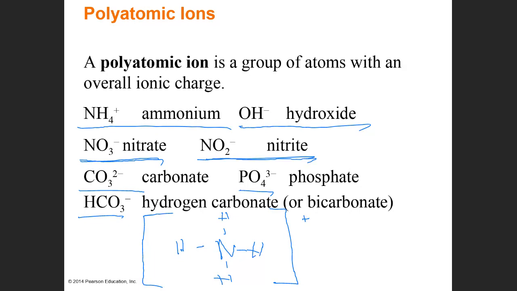Nitrite, notice the only difference is a single letter. The A becomes an I. This is NO2 with a -1 charge. And then remember we had nitride with a D, which is not a polyatomic ion. That's just a single nitrogen atom with a -3 charge.